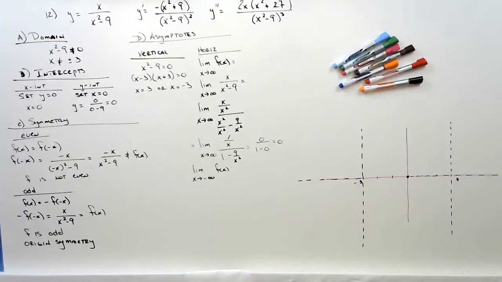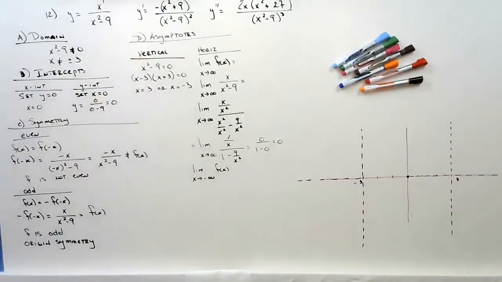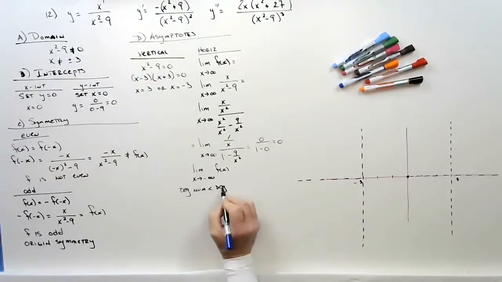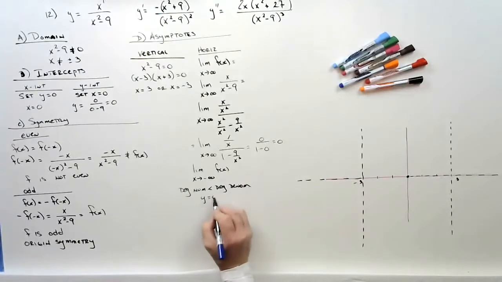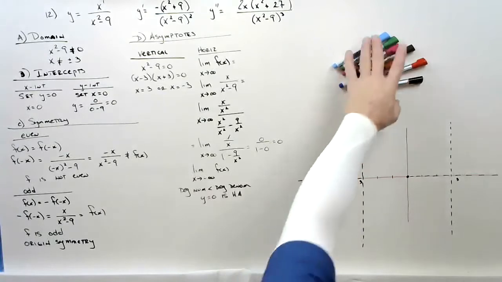In addition, we could use pre-calc to find that, right? The degree of the numerator is 1. The degree of the denominator is 2. We said in pre-calc, if the degree of the numerator is less than the degree of the denominator, then y equals 0 is a horizontal asymptote. That's what we said in pre-calc. So there's a multitude of ways we could have found the horizontal asymptote. Now, where do we go from here? Well, we go to E, right?